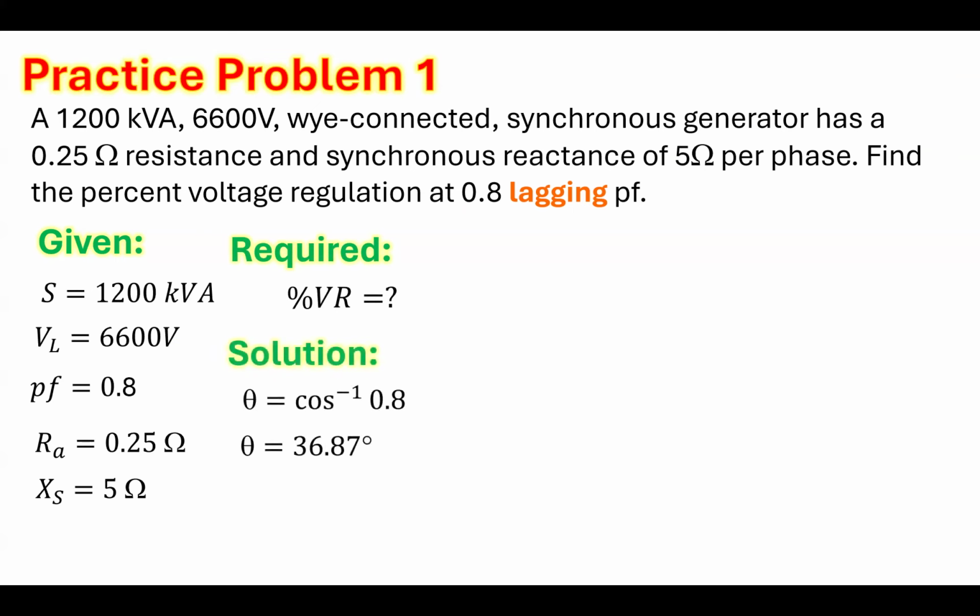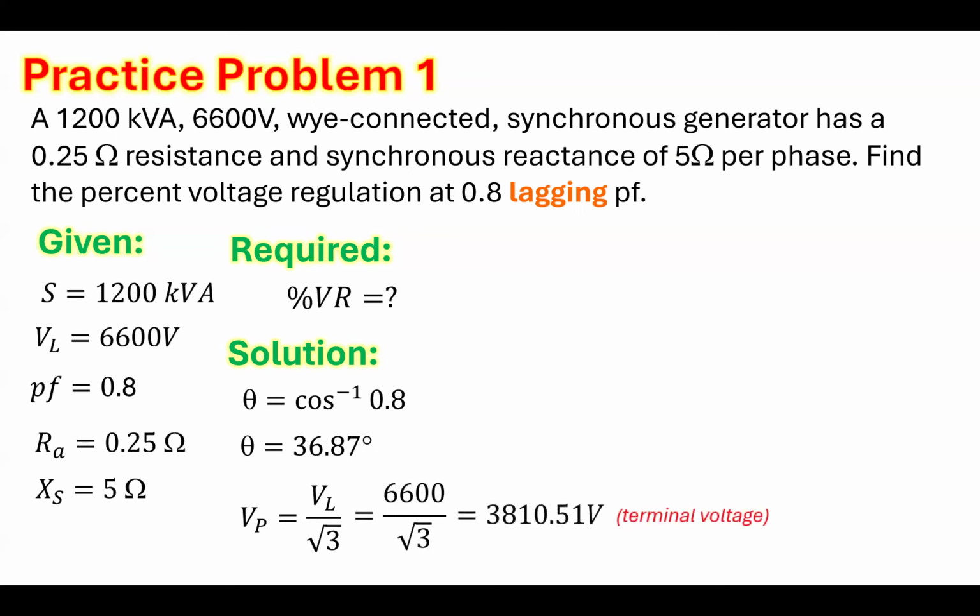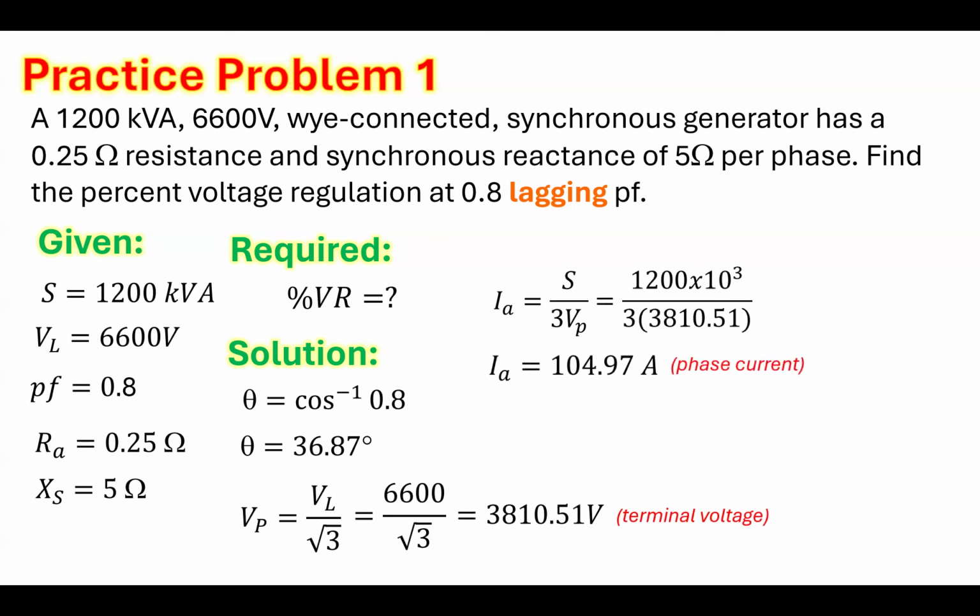First, we have to determine the angle theta using our power factor, and that will give us 36.87 degrees. And solving for the phase voltage, we simply divide the line voltage by square root of 3. This will give us 3,810.51 volts. So this is our terminal voltage. So solving for the phase current, that is simply the apparent power all over 3 multiplied by the phase voltage, this will give us 104.97 ampere. And this is our phase current.